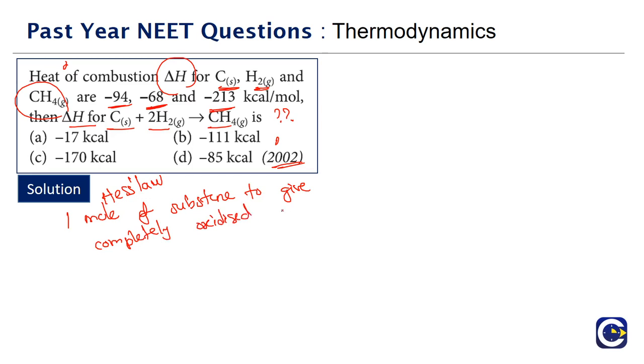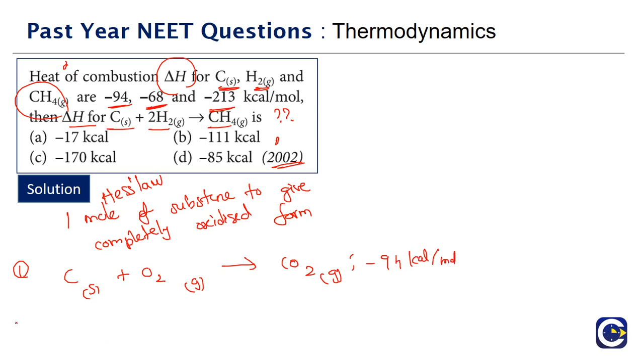When we talk about the first one, the combustion of carbon solid, it will undergo combustion in the presence of oxygen to give the completely oxidized form, which is CO2. For this, what is the delta H value? It is minus 94 kilocalories per mole. Now the second is the combustion of H2. H2 plus half O2 gives rise to H2O liquid. For this, what is the value? It is minus 68.